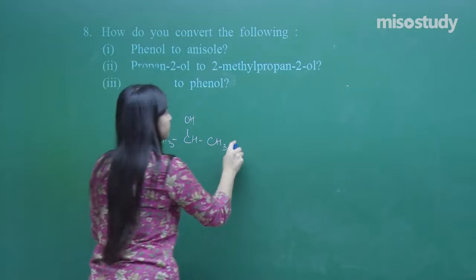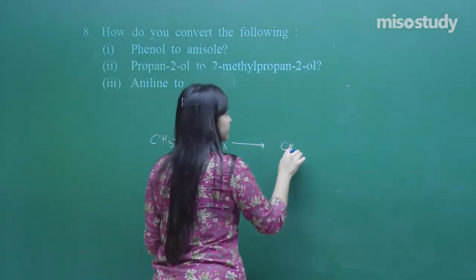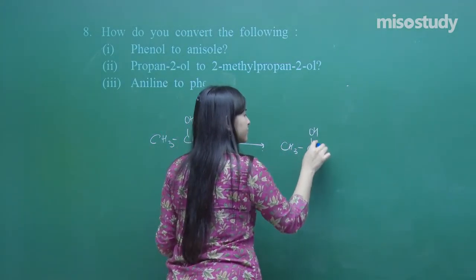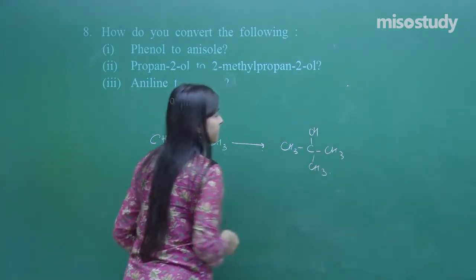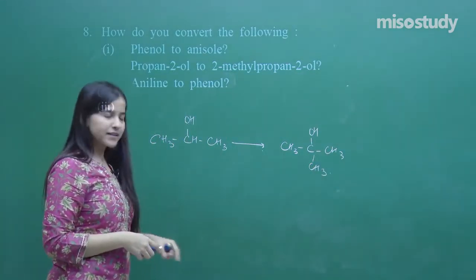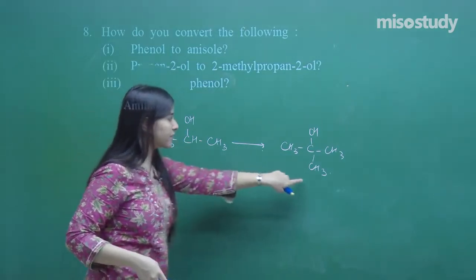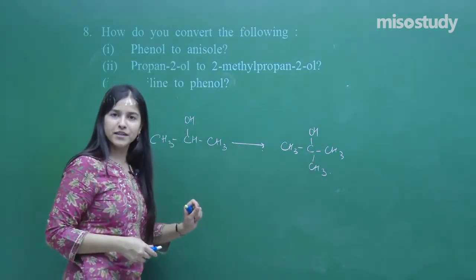Propane to ol to 2-methyl propane to ol. Yes? Can I do that? I just want one CH3 over here. How can I introduce this CH3?